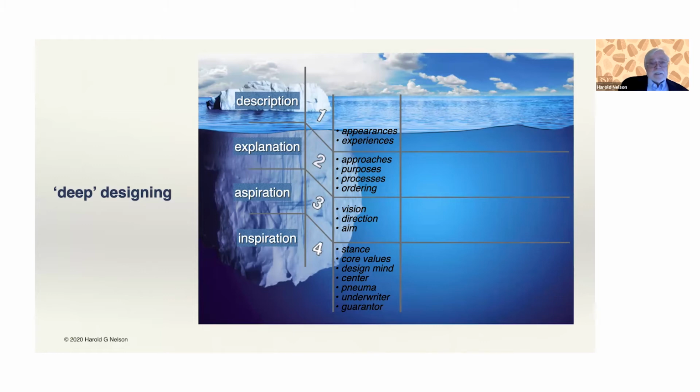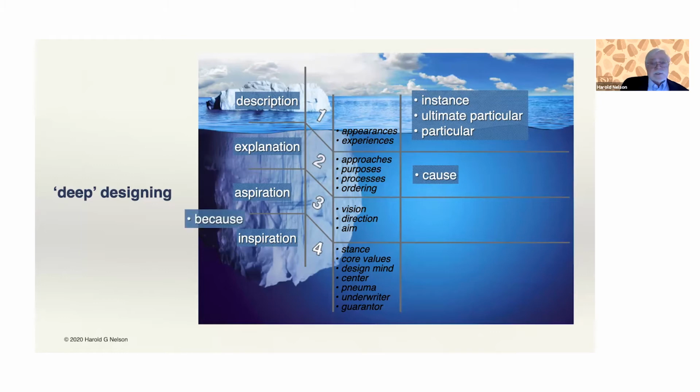So the schema, in this case my schema, is at four different levels. The descriptive part, the part we see and experience, represents what the instant in time is, the ultimate particular. It's about appearances and experiences. The next level, which is explanation, is the cause of those particular appearances and experiences. And the next one is the because. So what was the agency behind the cause? Why was this? What direction were the designers going in?